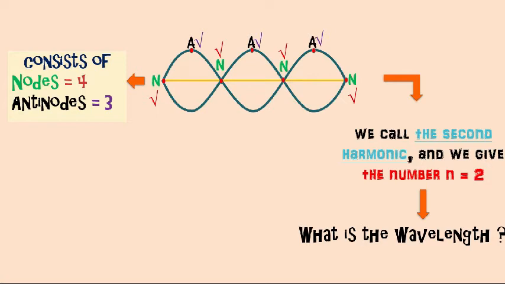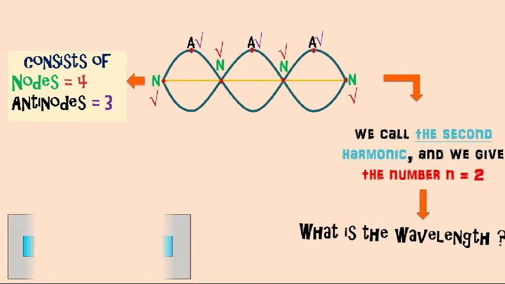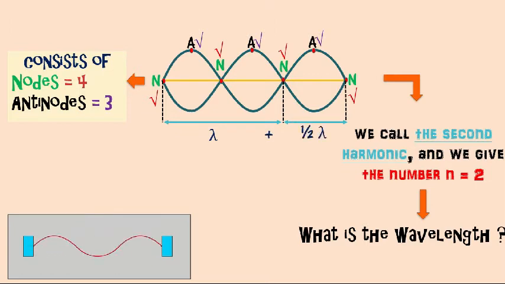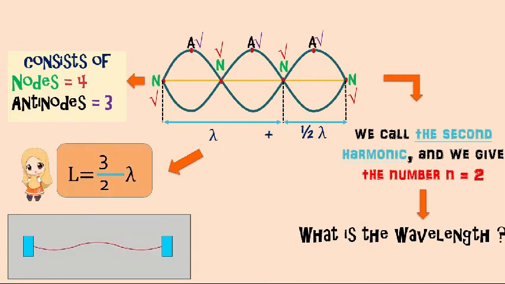What is the wavelength? If we observe this picture, we can see it consists of one wave plus 1 per 2 lambda. It means L equal to 3 per 2 lambda.